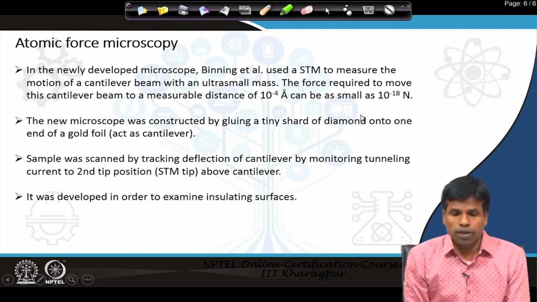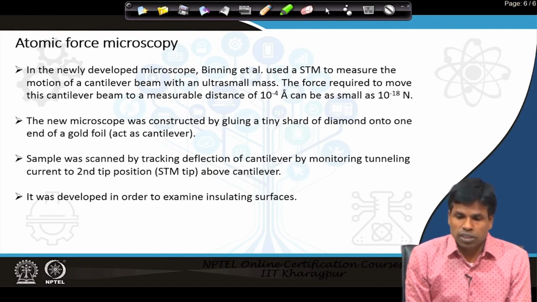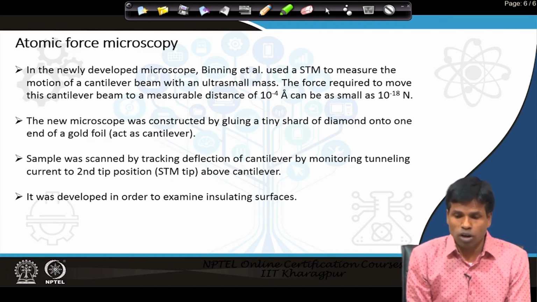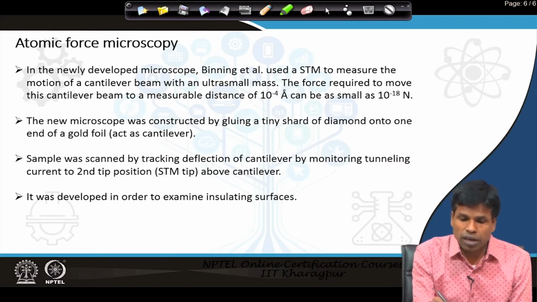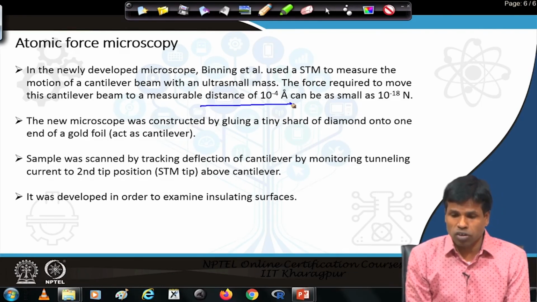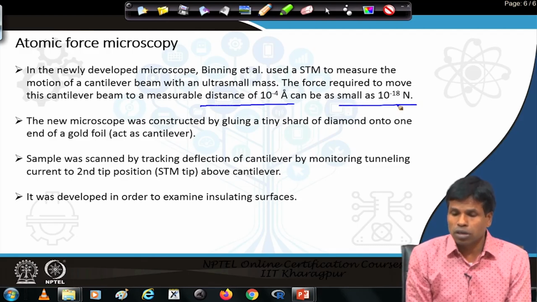So, in this newly developed microscope, they used an STM, and they used a cantilever beam with a very small mass. Using that cantilever they measured the force between the tip and sample, and that cantilever beam can displace a distance of 10 to the minus 4 angstrom by measuring a force of around 10 to the minus 18 Newton.